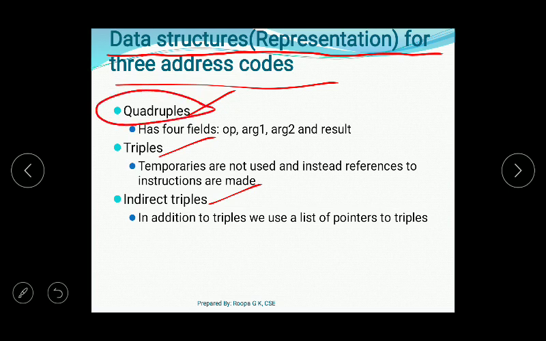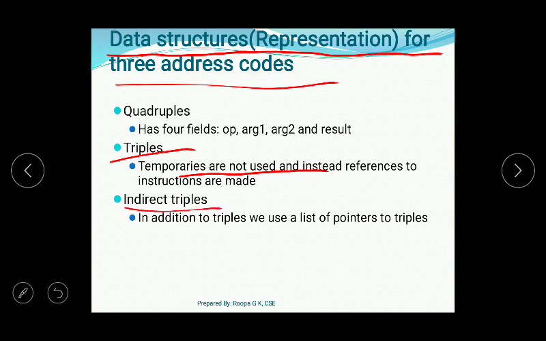Quadruple, as the heading indicates, has 4 fields: op, arg1, arg2 and the result. Okay, 4 fields we have: op, that is operator, argument 1, argument 2 and result. Then triples, as the name indicates, we have 3 fields. Temporaries are not used and instead references to the instructions are made. It is something like our value number method. Temporary variables like T1, T2, T3 are not used. Instead, their memory references or indexes will be used. I will give an example for you.